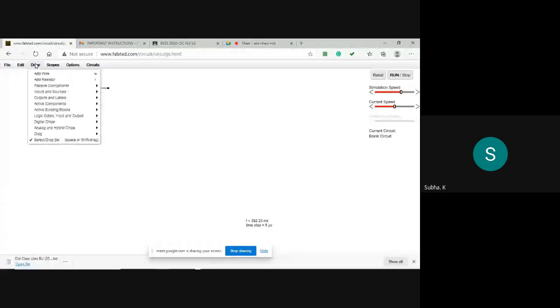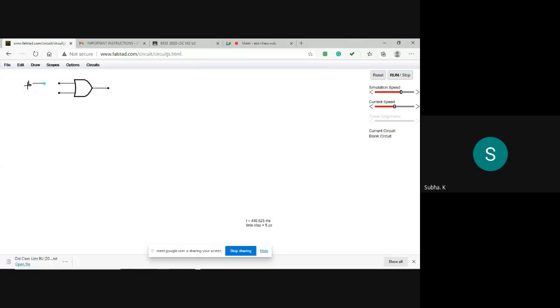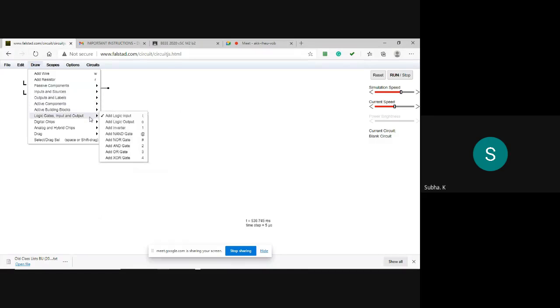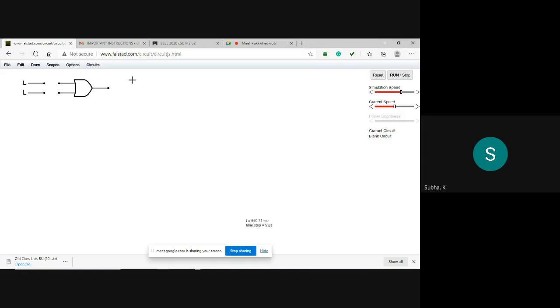So same draw logic gates input, I am giving 2 inputs. This is my input, which might be low or high. I am assembling 2 inputs here. Then on the output side, I have to add one output again. So same logic gates input and output. I am choosing an add logic output. Then I am giving an output. All are able to see now? Yes, ma'am. Now I will be using a wire to connect. The 2 inputs are connected here, and the output is also connected.